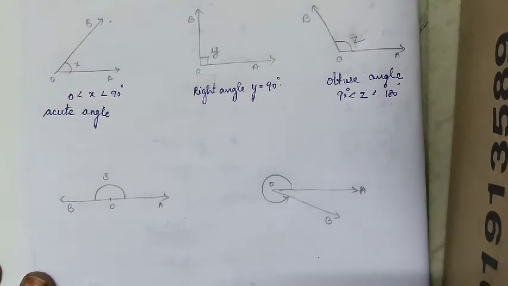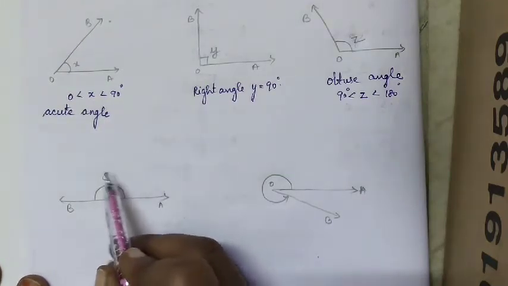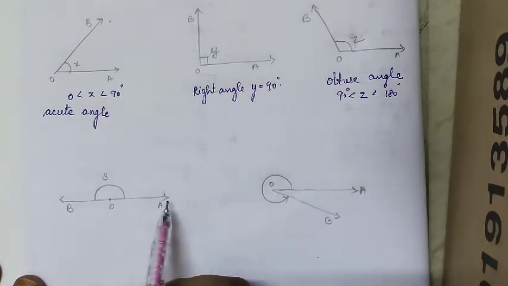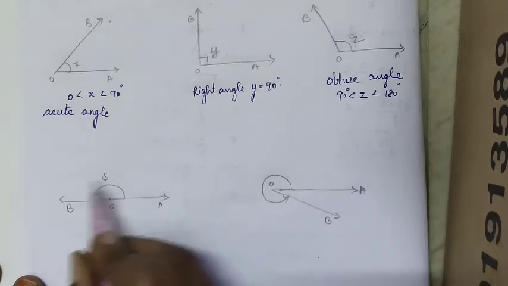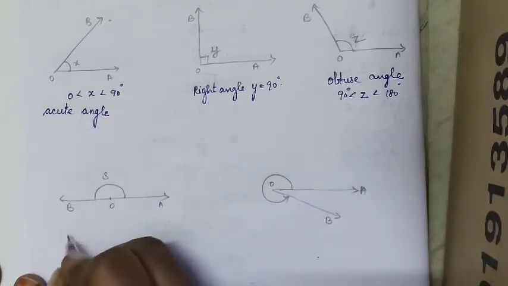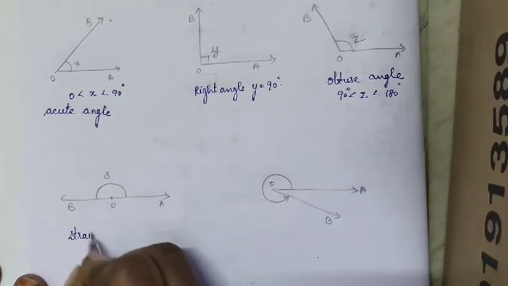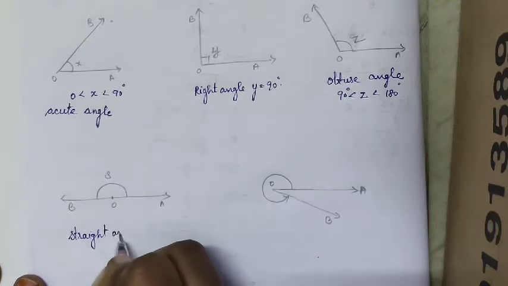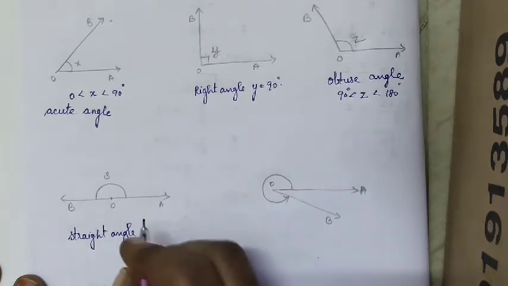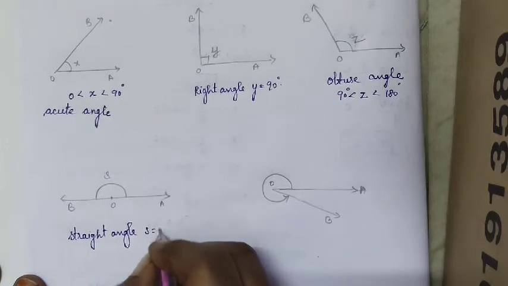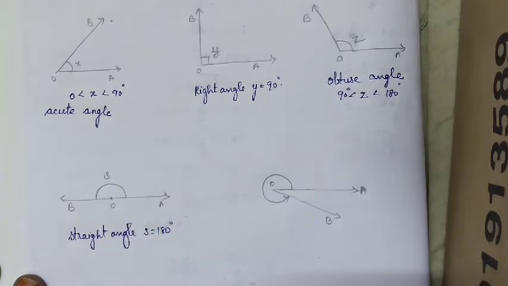Now see here, this OB ray lies on the same line as OA. Now the total angle here is 180. That is a straight angle. Straight angle, that S is equal to 180 degrees.